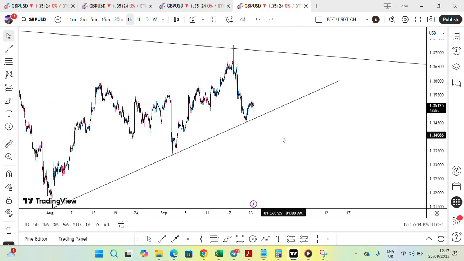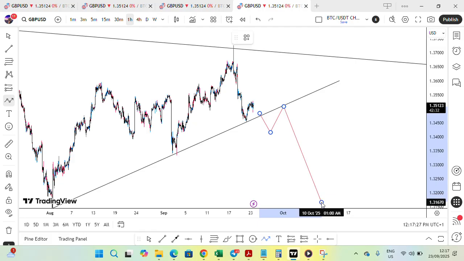So I'll wait for this market to give me the next setup. I want to see a setup in this market that will tell me to enter. Let me show you what I mean, guys. I want to see a break of this structure, a retest of the structure, and I will take it to the downside.